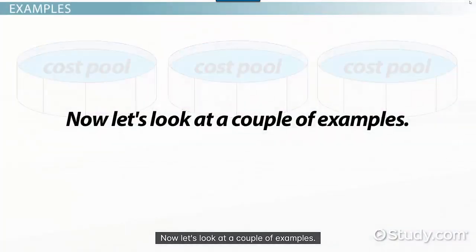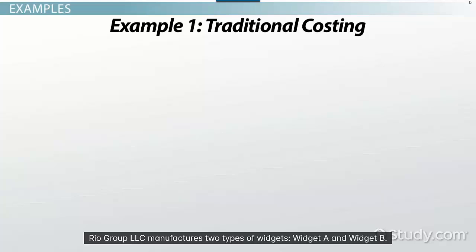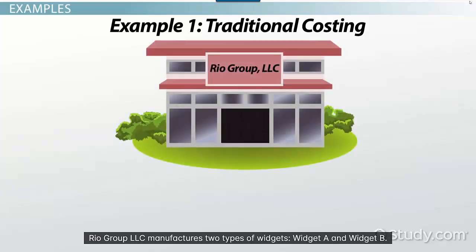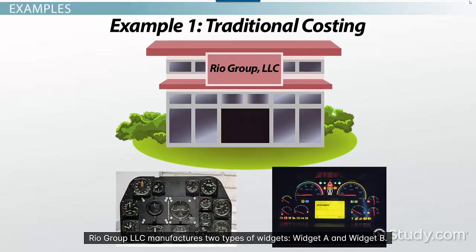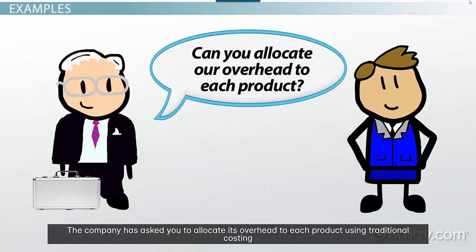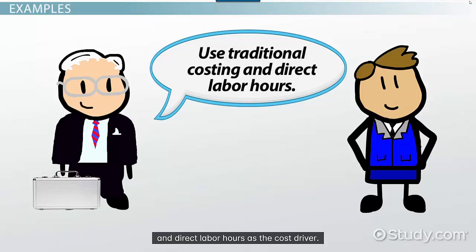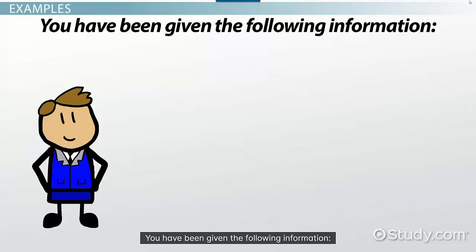Now let's take a look at a couple of examples. Example 1. Traditional costing. Rio Group LLC manufactures two types of widgets, widget A and widget B. The company has asked you to allocate its overhead to each product using traditional costing and direct labor hours as the cost driver. You have been given the following information.